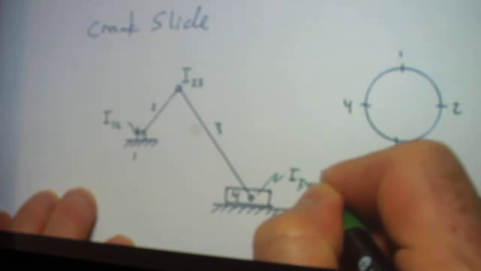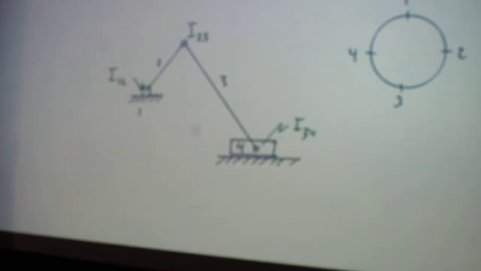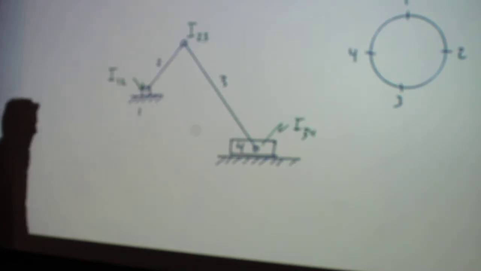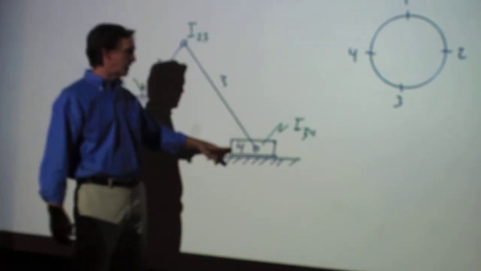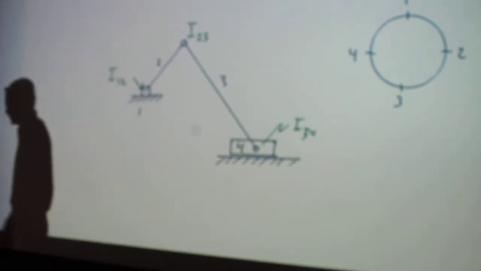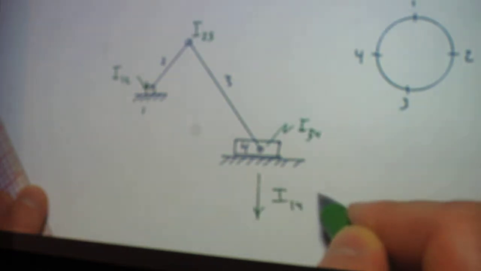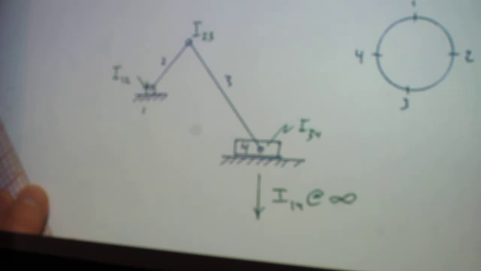I34. And one that may not be so obvious, but we talked about before, for something that is experiencing pure translation. This block here is experiencing pure translation, sliding on this ground. So for that instance center, I'll just put an arrow that I14 is at infinity. So let me stop there. Are there any questions on how I got those 4 instance centers?